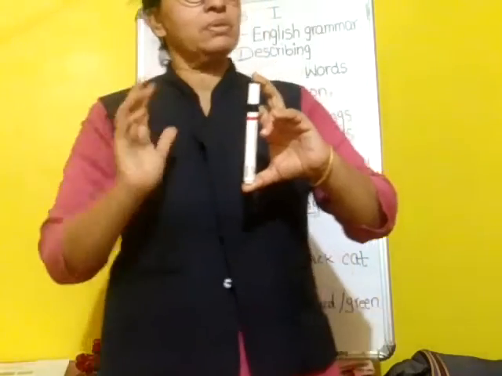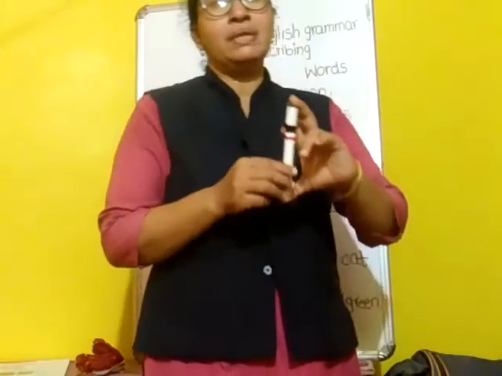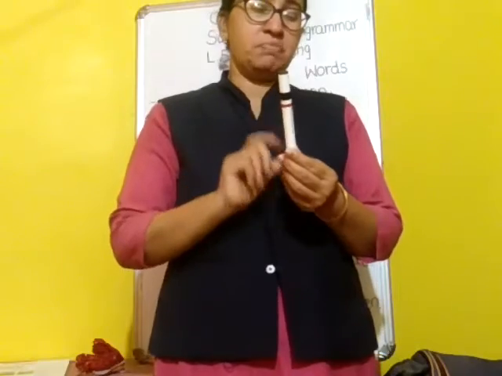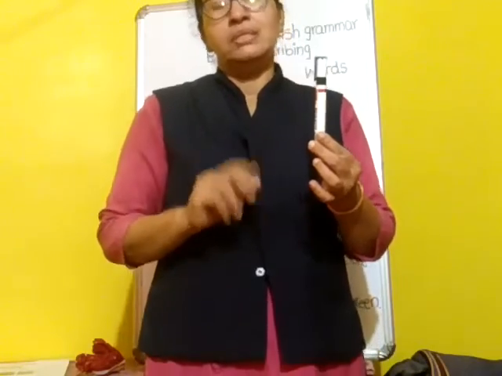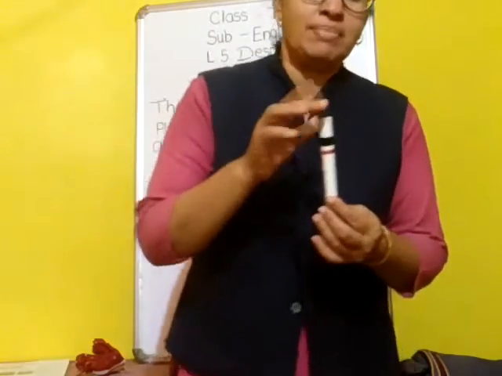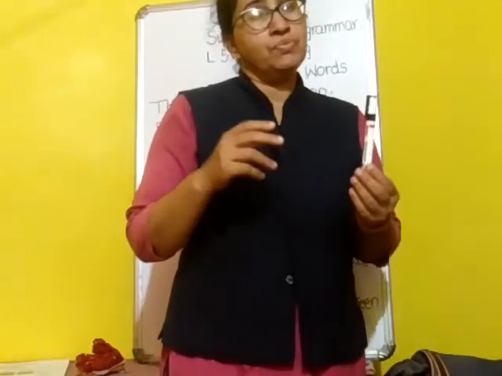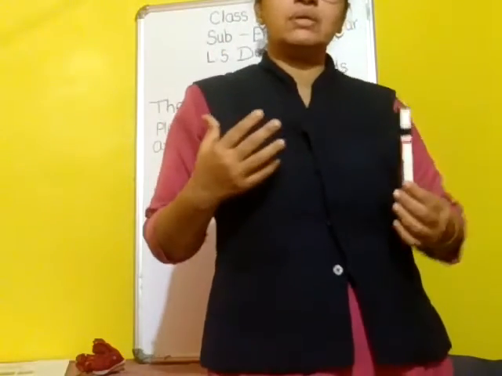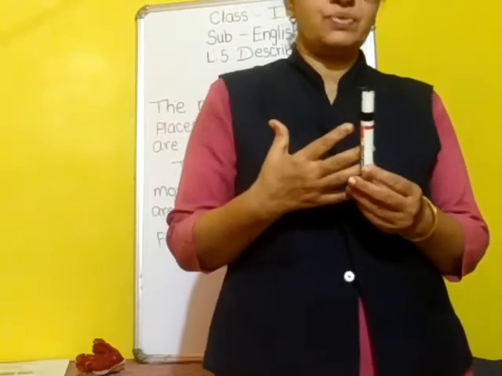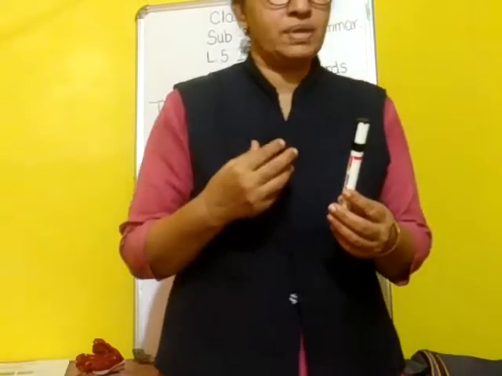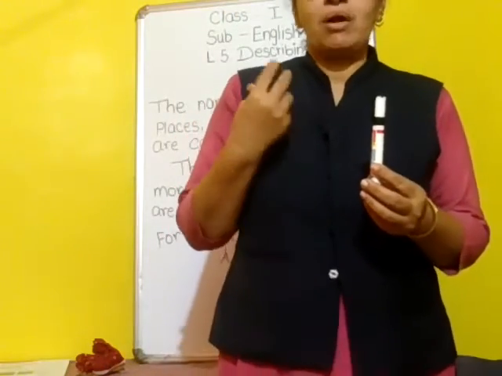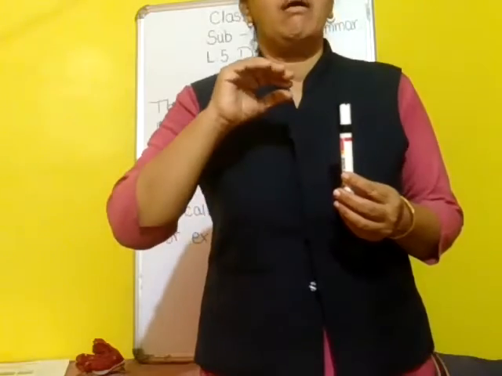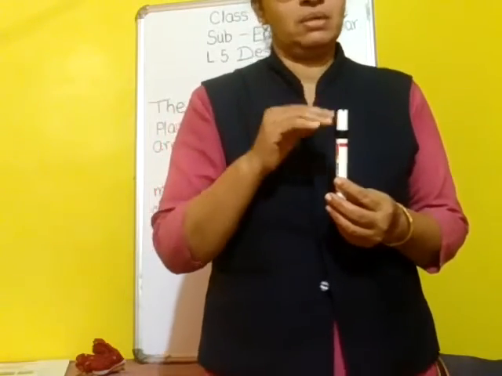So pen is a noun. Okay, next thing I will say about this pen is that this pen is of black, white and red color. There are three colors in this pen: black, white and red. So what are these words that I said, this pen is of red, black and white color? They all tell you something more than this is a pen. These words tell you something more about the pen.